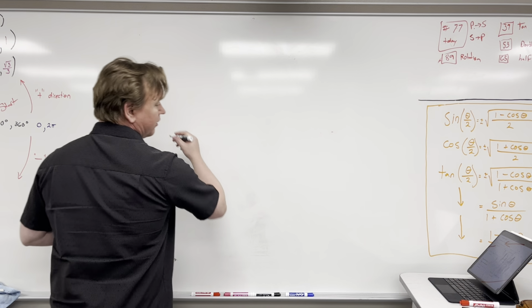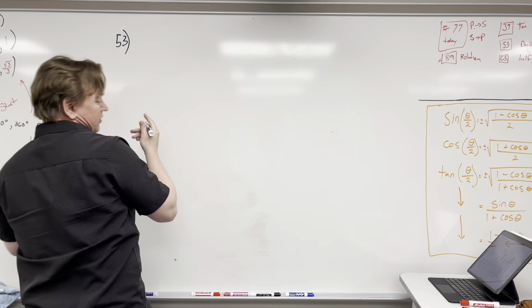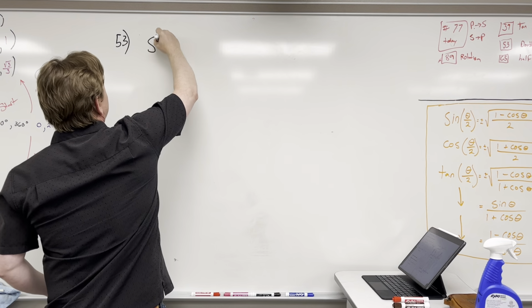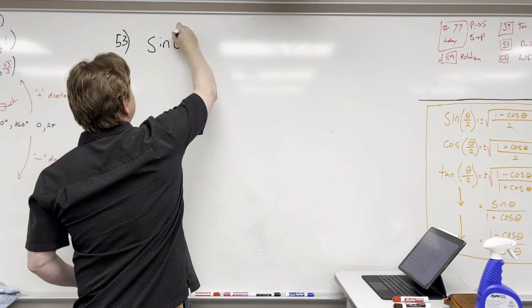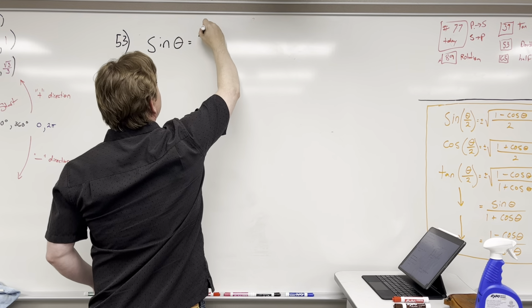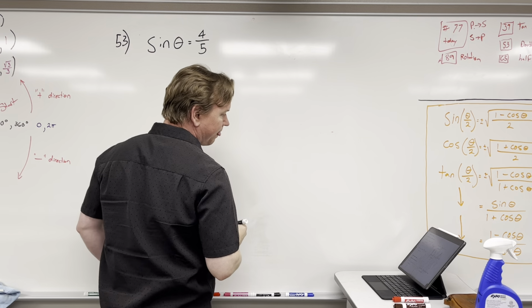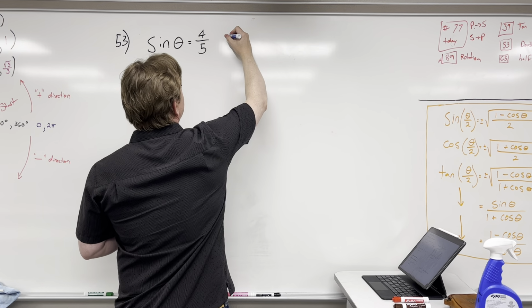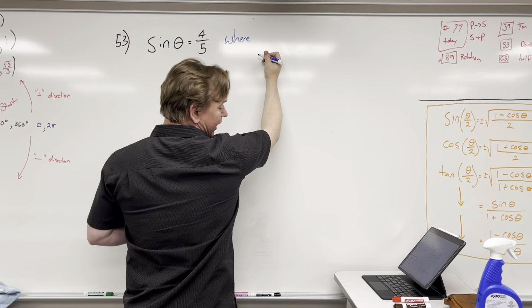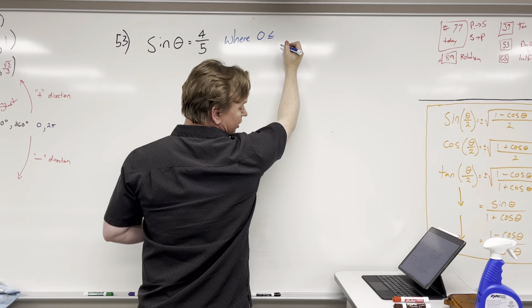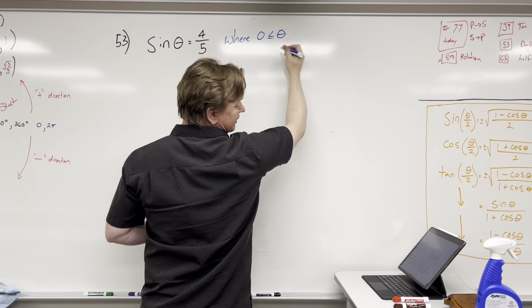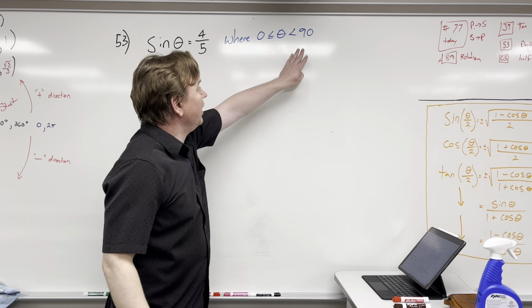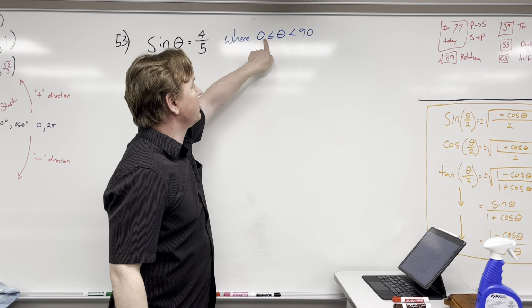Sweet. So this will be 53. And we have sine theta is equal to 4/5. And then it has a little statement over here, where it says the angle is in between, it's going to be less than 90, but it could be equal to 0. It's going to be in between those, right?